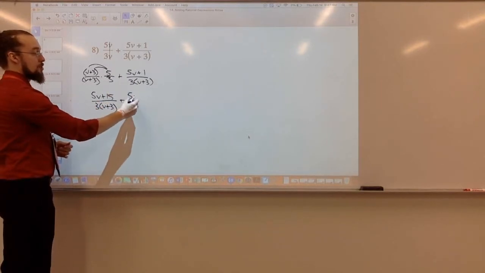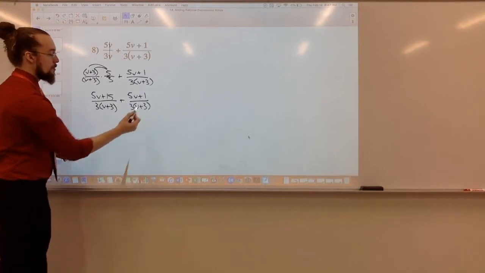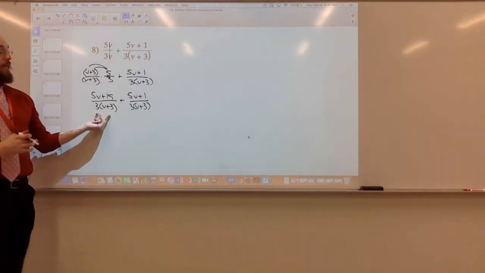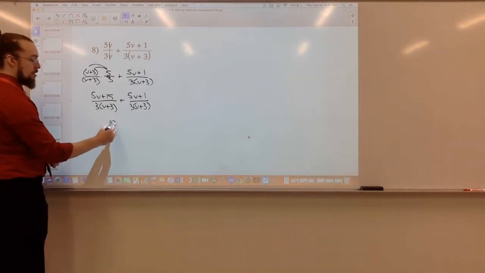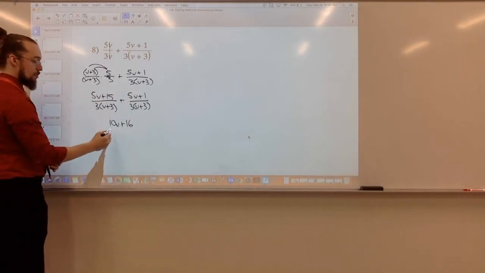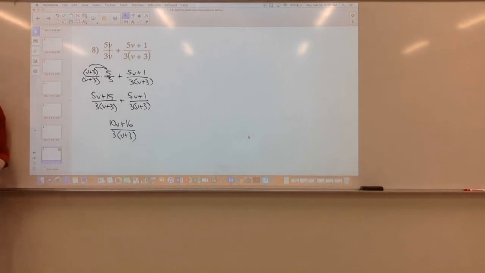So then this second fraction won't change. I already had 3 times v plus 3 in the denominator. So now I can just combine my like terms in the numerator. So what will I get? 10v plus 16. 5v plus 5v is 10v, 15 plus 1 is 16, over 3 times v plus 3.